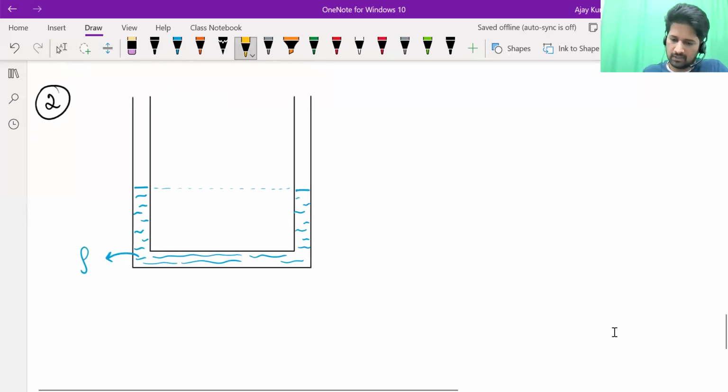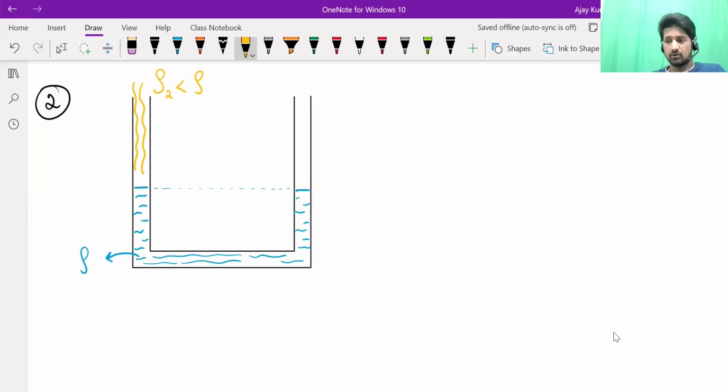Okay. So now what we are doing is, imagine we pour another liquid into one of the arms, and that other liquid's density is less than rho. If the liquid's density is less than rho, it will have a tendency to settle at the top. It won't sink into this liquid. So the blue liquid will remain at the bottom. Yellow liquid will settle above it.